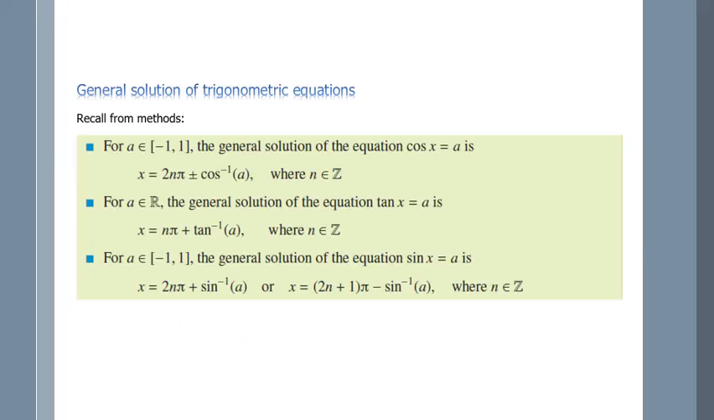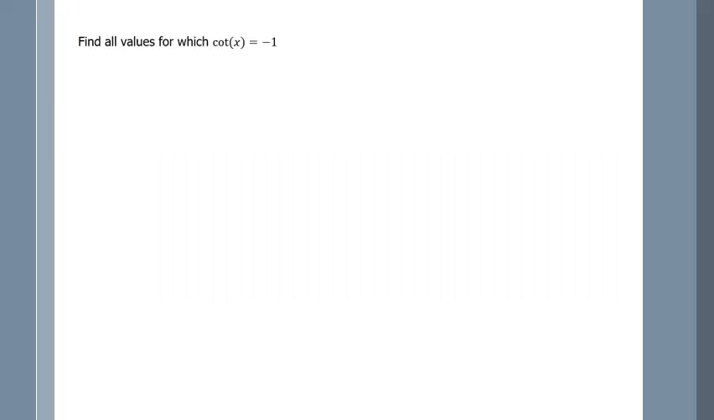Okay, we know from methods that we can find a general solution for cosine, sine, and tan. From using that method, we can change cosec, sec, and cot to be in terms of sine, cos, and tan, and then get a general solution just as we have done in the past in methods. We can see here it says find all values for which cot is negative 1. So that's a dead giveaway that they want a general solution.